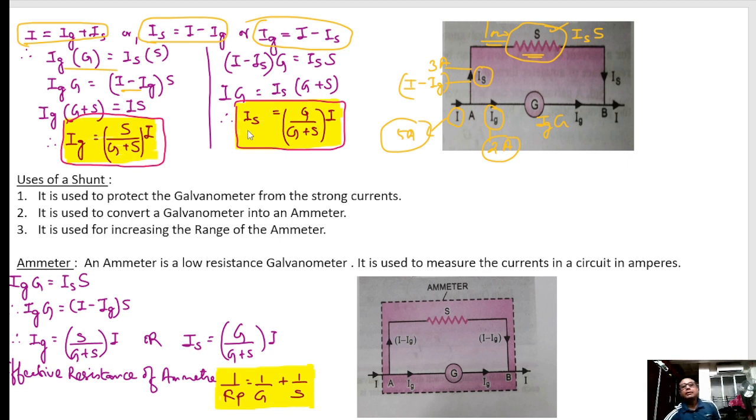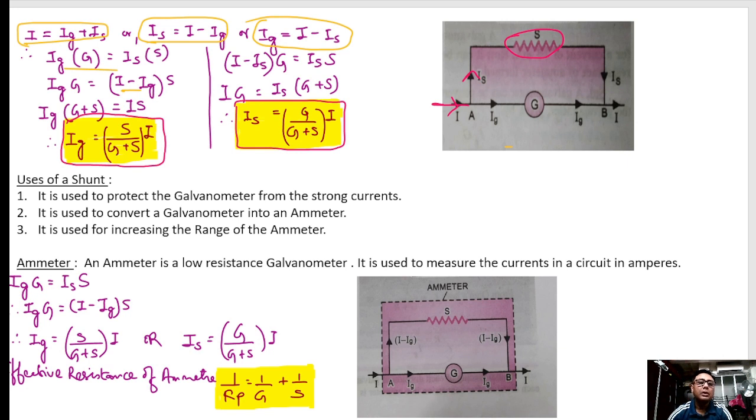How to make the galvanometer work as a high current measuring instrument? For high current, we have to connect a low resistance in parallel to the galvanometer. The balance current will pass through the low resistance. So instead of measuring only low current, we can also measure high current, because the balance of the current will pass through this. This instrument will take out the balance of the current, as I showed you. So this is how we can use it to measure a high current.